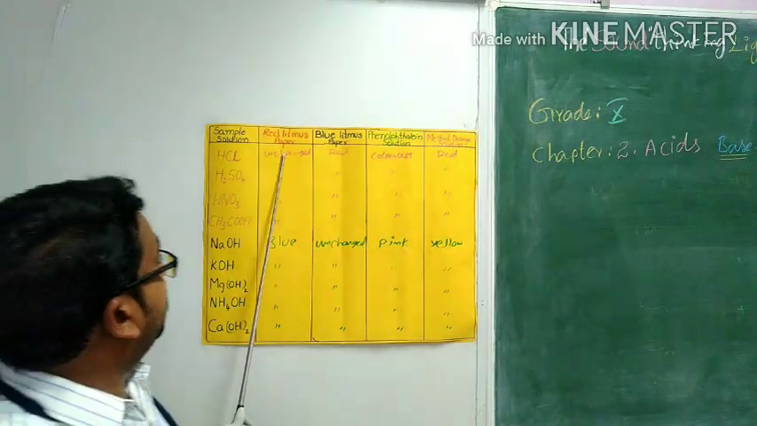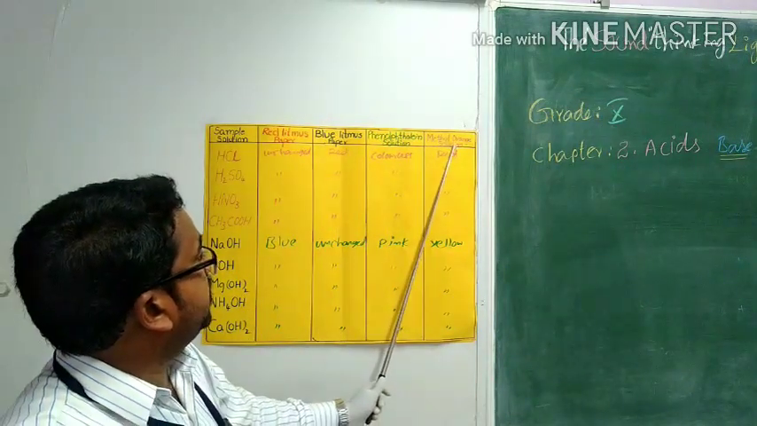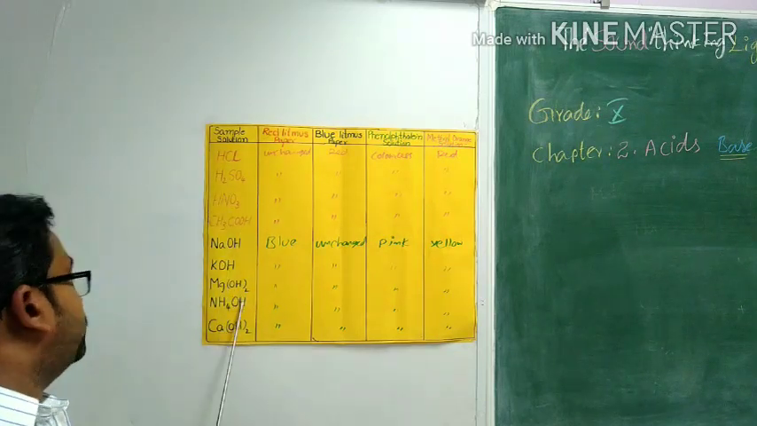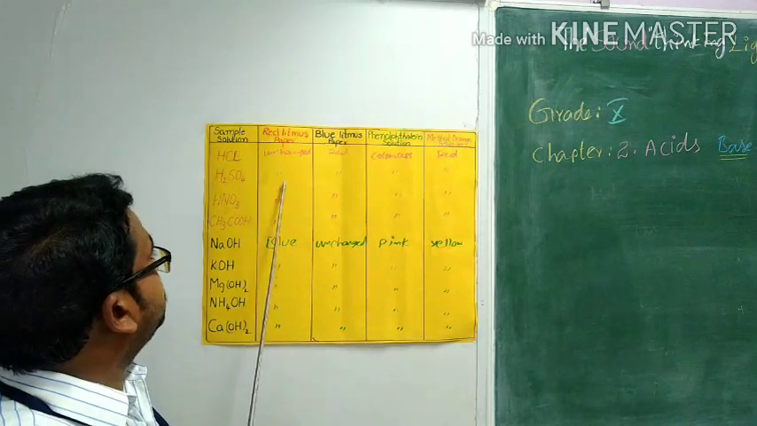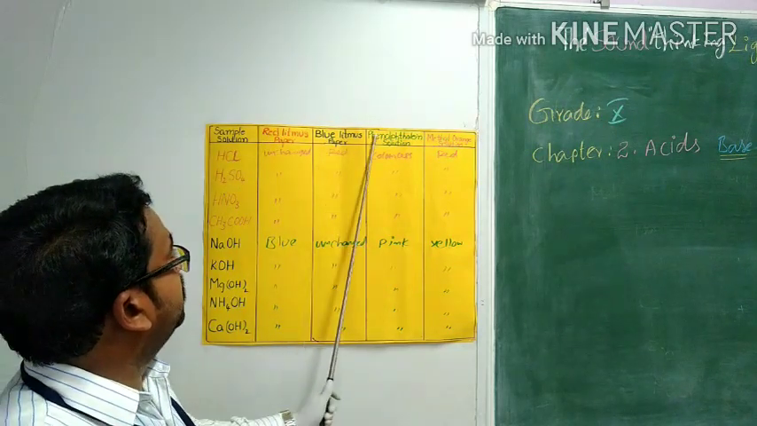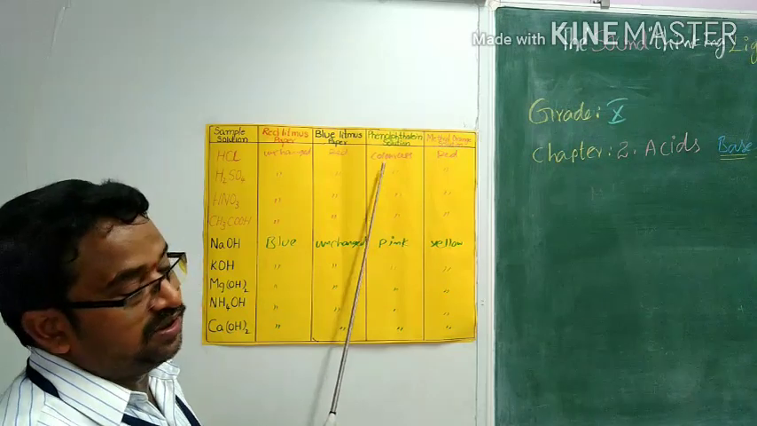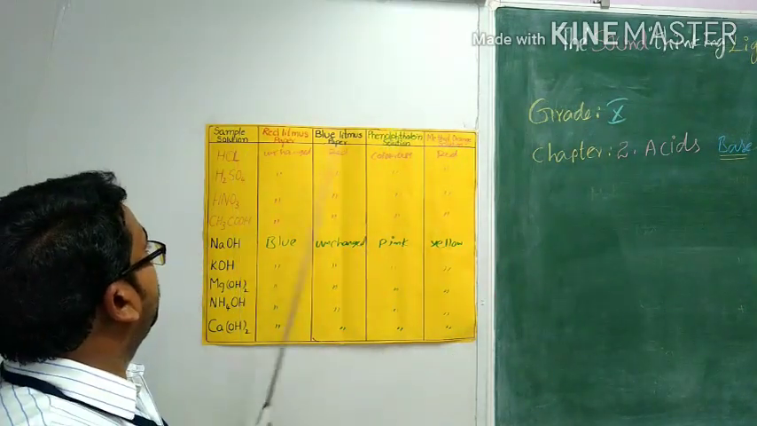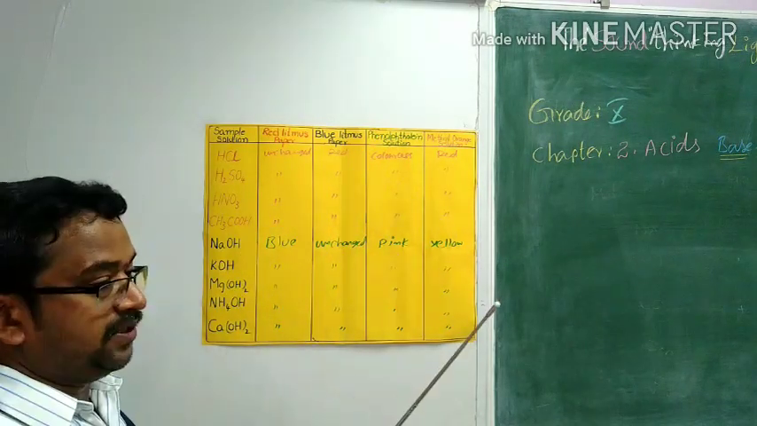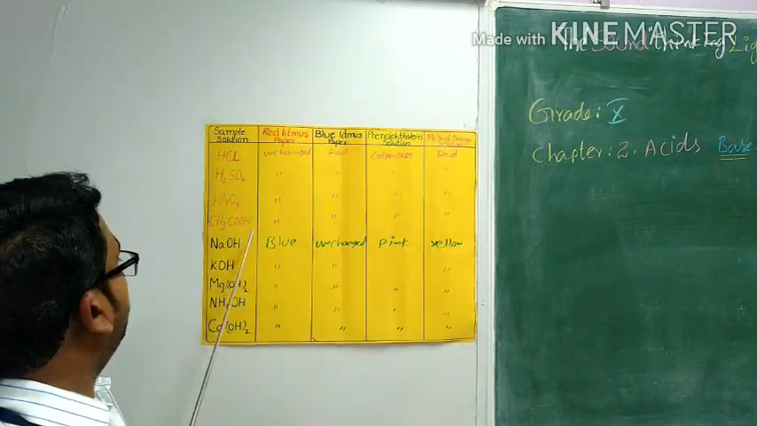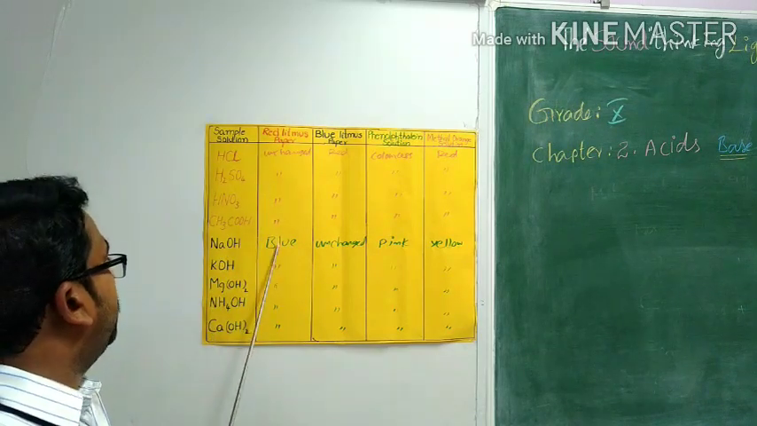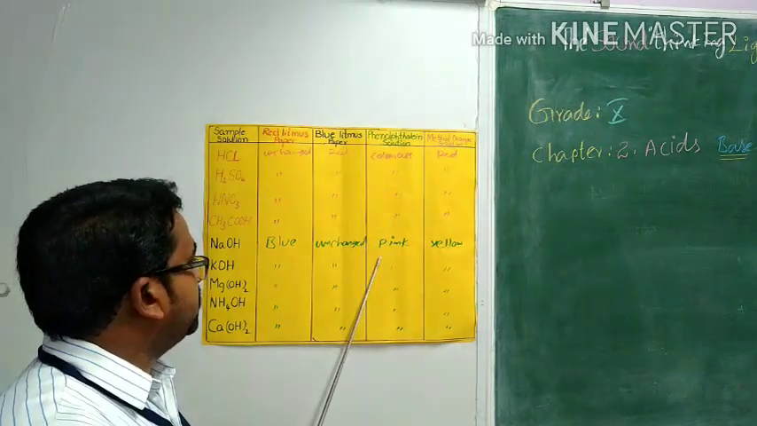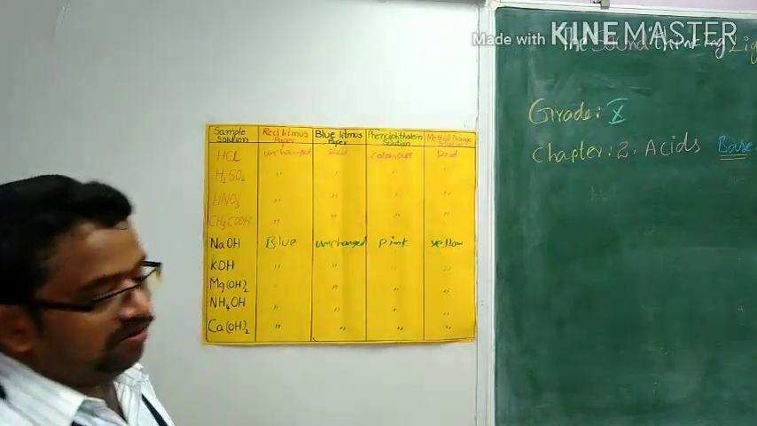So these are the indicators: red litmus, blue litmus, phenolphthalein, methyl orange. And these are the sample solutions: acidic solutions, basic solutions. In the acidic solution, red litmus is unchanged, blue litmus turns into red, phenolphthalein is colorless. Phenolphthalein in basic is pink. Don't get confused. In sodium hydroxide base, red litmus changes into blue, blue litmus remains unchanged, phenolphthalein changes into pink, methyl orange is yellow.